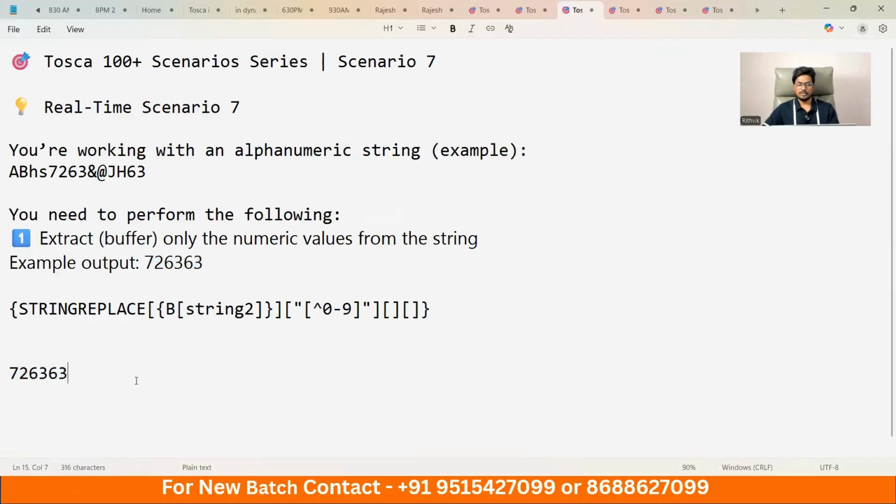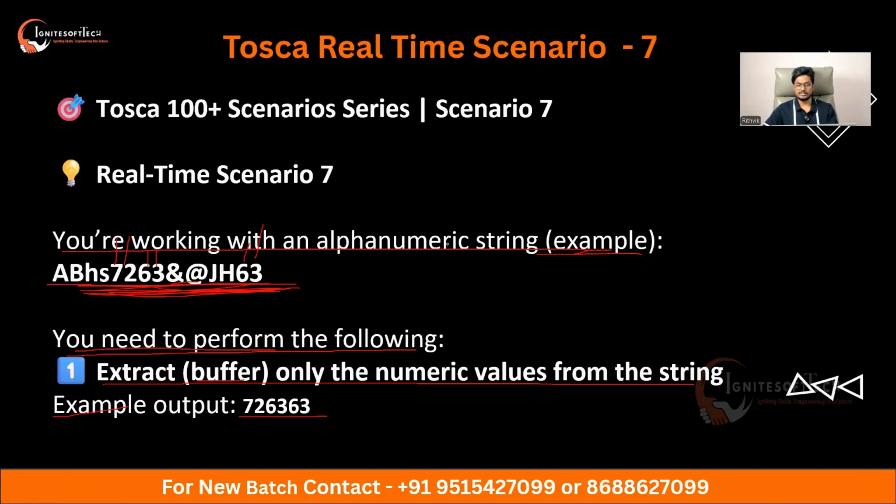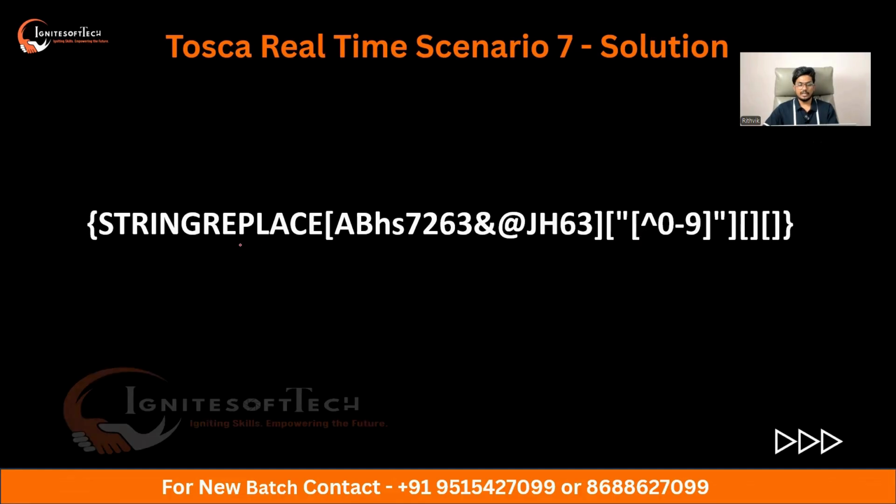Got it? In this way, you can write your respective syntax and automate this scenario number 7. Coming to the answer, we will use string replace and 0 to 9, and the remaining is an optional attribute. So use double quotes 0 to 9. If you want to extract only small letters, use small a to small z. If capital, use capital A to capital Z. That's it. So this is all about this scenario.